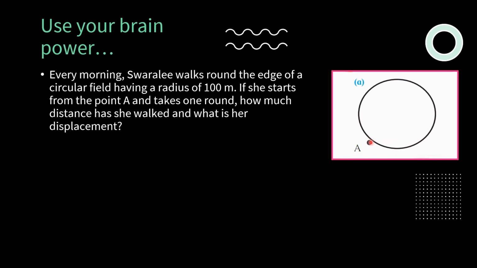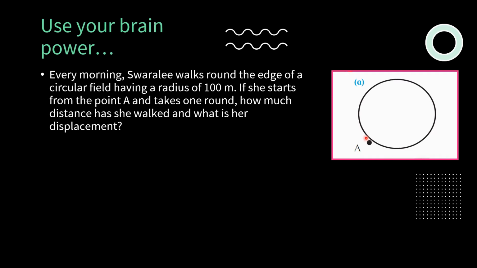Here, talking about displacement, since she is taking a round along the path and coming back to the original position, there is no difference between the starting and ending point. So the displacement here is 0. In conditions where the starting and ending points are the same, there won't be any displacement.